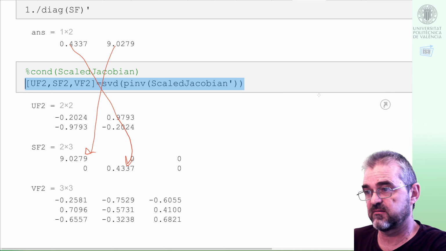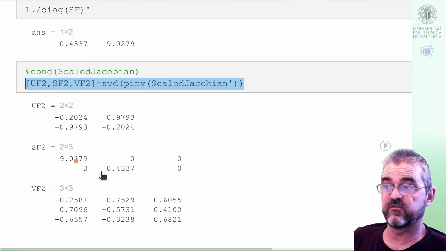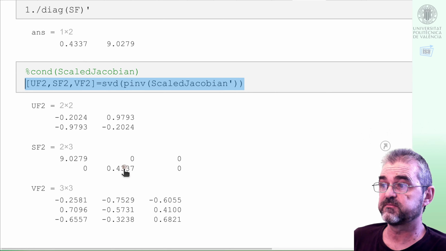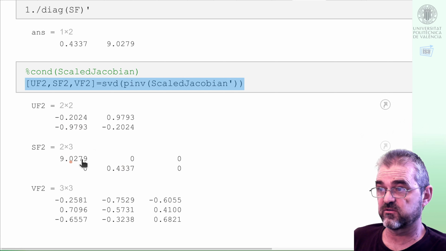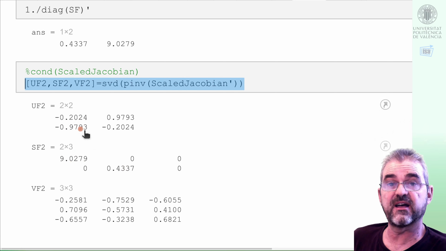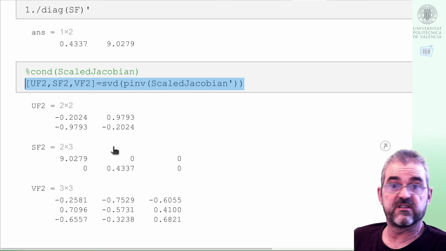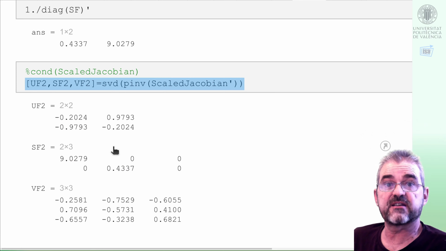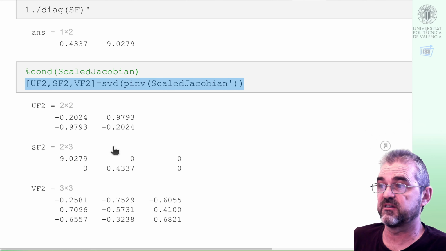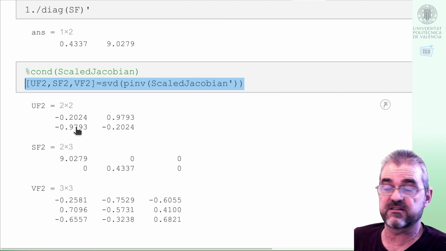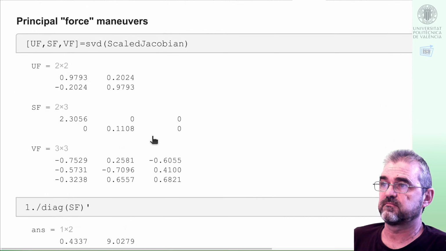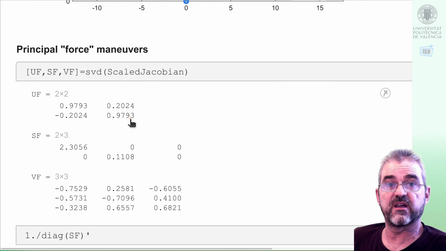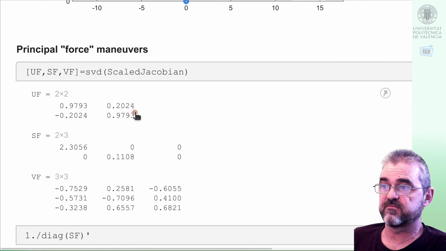The thing is that in here we have our principal forces of 9.3 here, and if we see, for instance, the principal maneuver with the large force, then we have 0.2, 0.9. Well, it changed the sign because of numerical issues, but okay, it's the same direction of the semi-axis, but instead of pointing up, in here it points down, but it has exactly the same meaning. And this 0.2, 0.98 is exactly the same that we had in our earlier discussion.